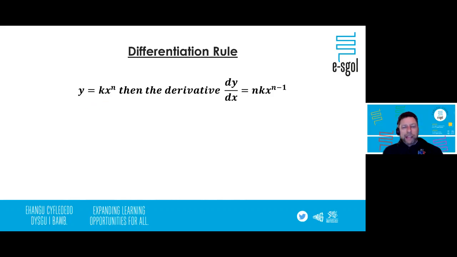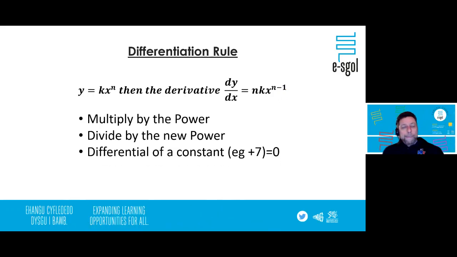If y equals kx to the power of n, then the derivative or the differential, you multiply by the power, so the n is coming in front, and the power goes down by 1. D for differentiate, D for decrease. But here we go. Multiply by the power, divide by the new power. Differential of a constant, e.g. plus 7 equals 0. Now I've just realized that's a mistake. Multiplied by the power is correct. New power decreases by 1. Okay, the power decreases by 1, and that's what it's explaining here.